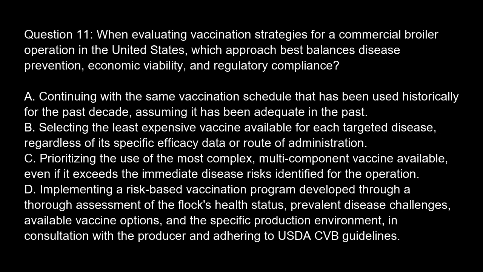Option B. Selecting the least expensive vaccine available for each targeted disease, regardless of its specific efficacy data or route of administration. Option C. Prioritizing the use of the most complex multi-component vaccine available, even if it exceeds the immediate disease risks identified for the operation. Option D. Implementing a risk-based vaccination program developed through a thorough assessment of the flock's health status, prevalent disease challenges, available vaccine options, and the specific production environment, in consultation with the producer and adhering to USDA CVB guidelines.